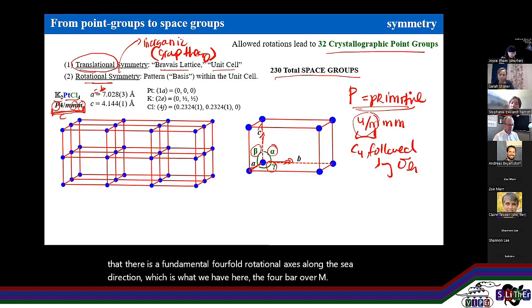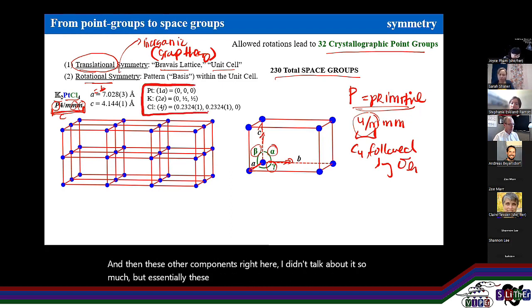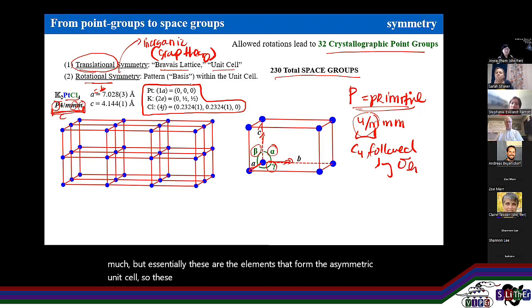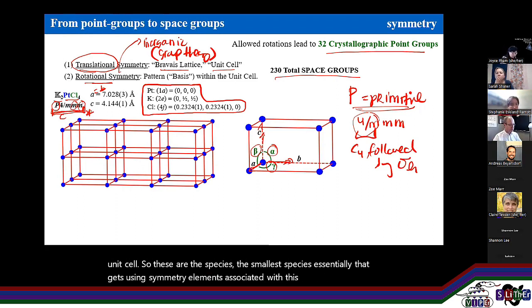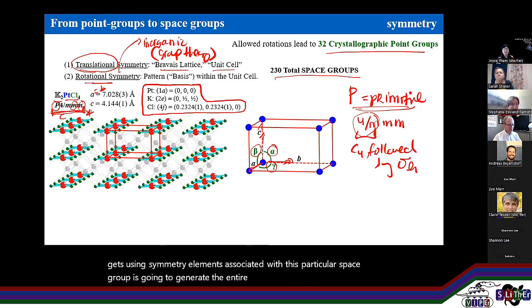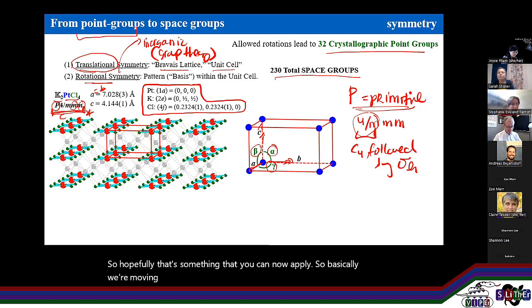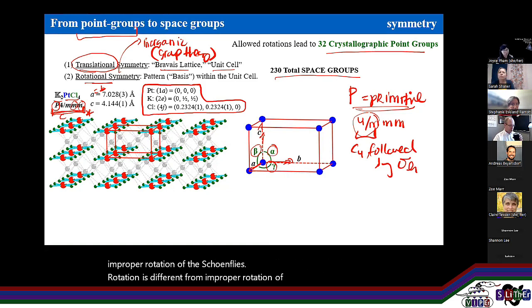And then these other components right here, I didn't talk about so much, but essentially these are the elements that form the asymmetric unit. These are the smallest species that, using the symmetry elements associated with this particular space group, are going to generate the entire unit cell. And that's what we see. So hopefully that's something that you can now apply. So basically we're moving from point groups of the students to pointing out that improper rotation in the Schoenflies notation is different from improper rotation in the international notation.